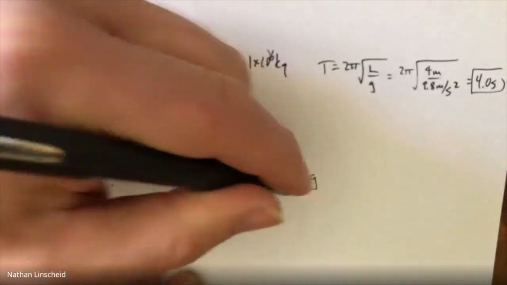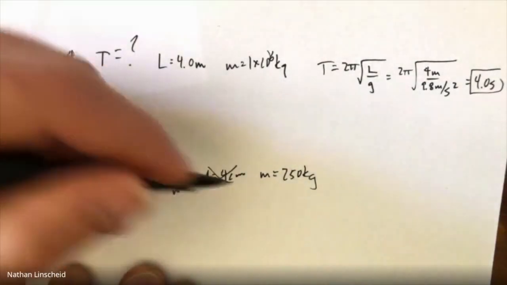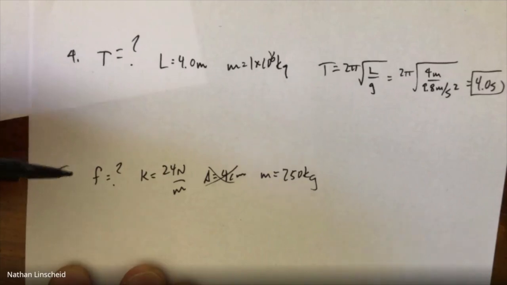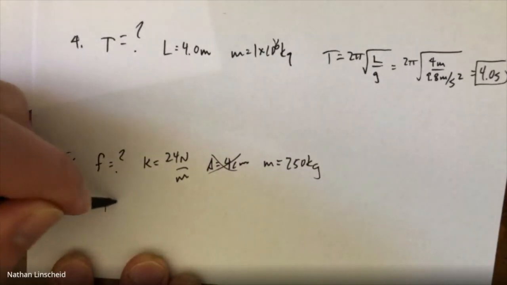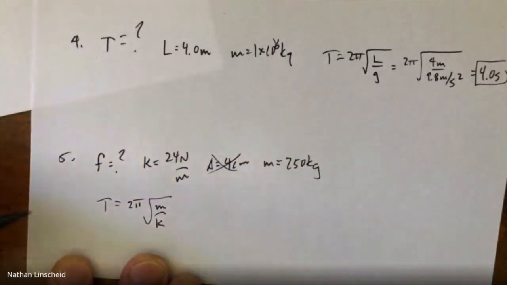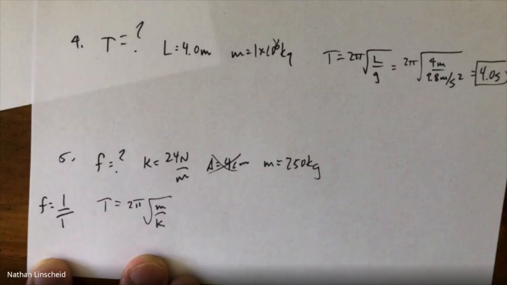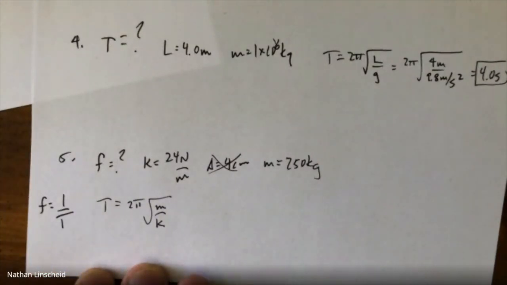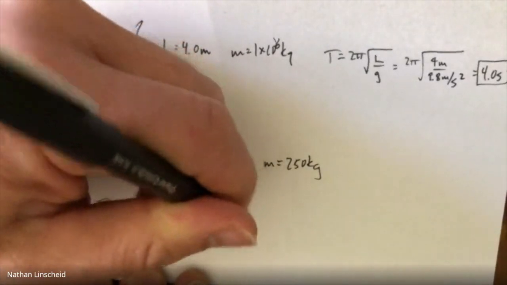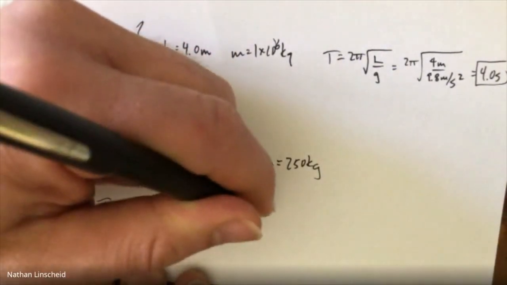All right, now once again, I gave you a little bit of extraneous information here. This part about the amplitude doesn't matter, so we can just forget about that. And the other thing is, we don't really have an equation for the frequency of a mass on a spring, but we do have the equation for the period of a mass on a spring. And why is that important? It's important because F is equal to 1 over the period. So if we know what the period is, we can take the reciprocal and find the frequency. All right, so go 2 pi times the square root of 250 kilograms over 24 newtons per meter.